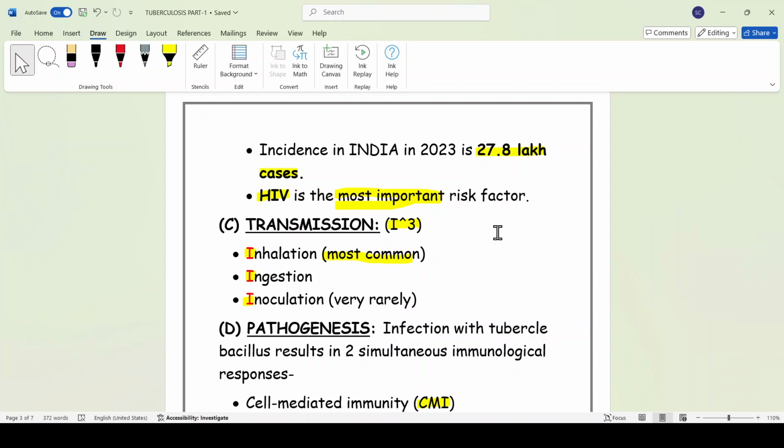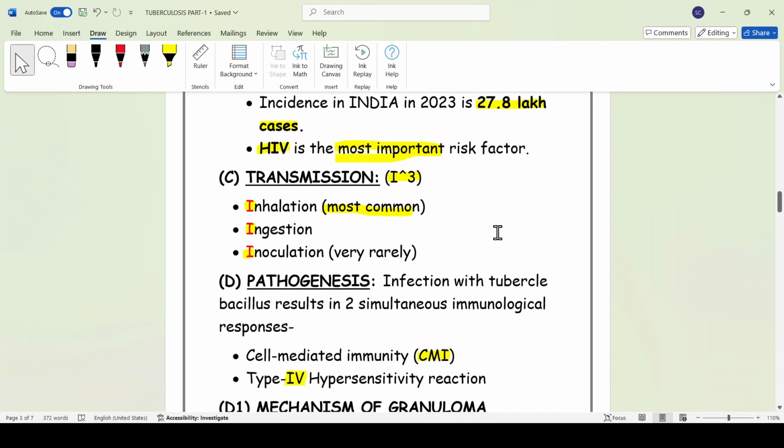Out of this, inhalation is the most common mode of transmission of TB, then ingestion, and the last being inoculation. Inoculation is very rarely a cause, but it is not that it cannot be caused. Inoculation is very rarely caused, and the most common is the inhalation route.